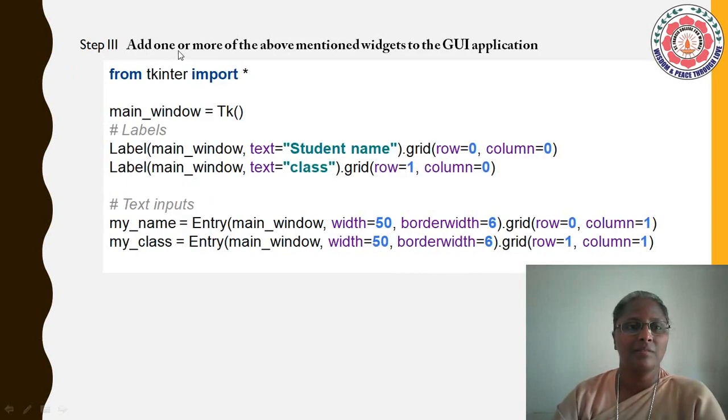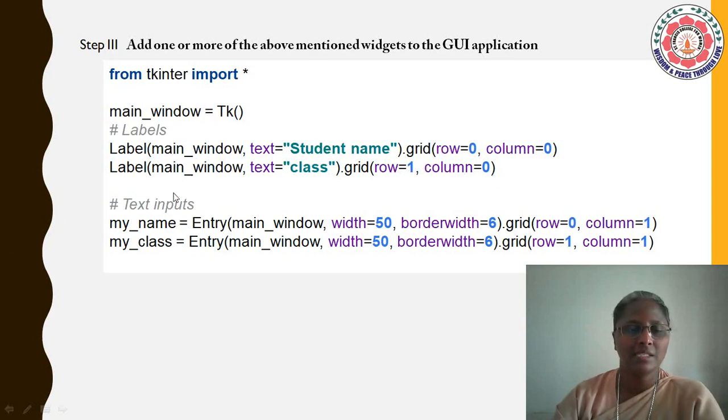Then step 3 is to add one or more of the above mentioned widgets to the GUI application. The main window is one of the widgets, and here we add some labels, text input boxes, and a button. So how do we add labels? We use Label(main_window), adding the label to the main window, and the text for the label should be student name, placed in the grid at row 0, column 0. The student name label will be there. Similarly, the class label will be placed at row 1, column 0 of the grid.